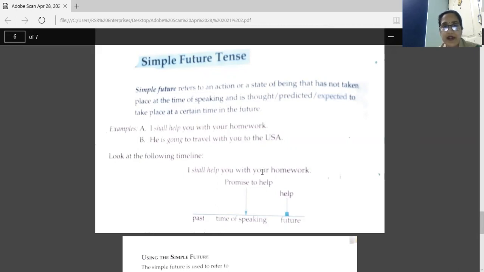Now this timeline is given there. Let's see. I shall help you with your homework. Now, the time of speaking is this present time. This is the past time. This is the present and then future. Now, this time is promising, but he will help at this future time. So we have shall help you. This shows this is simple future tense.